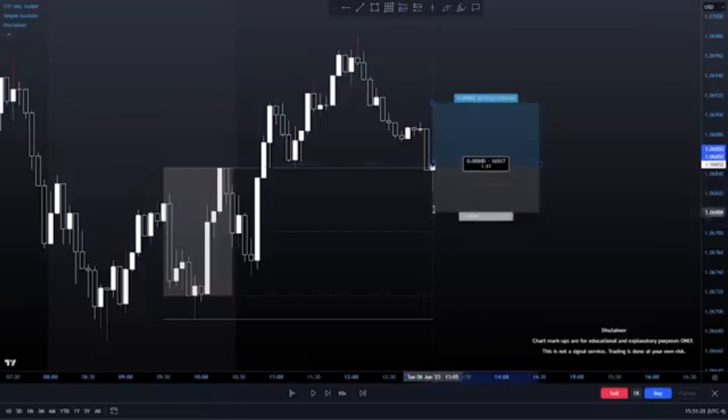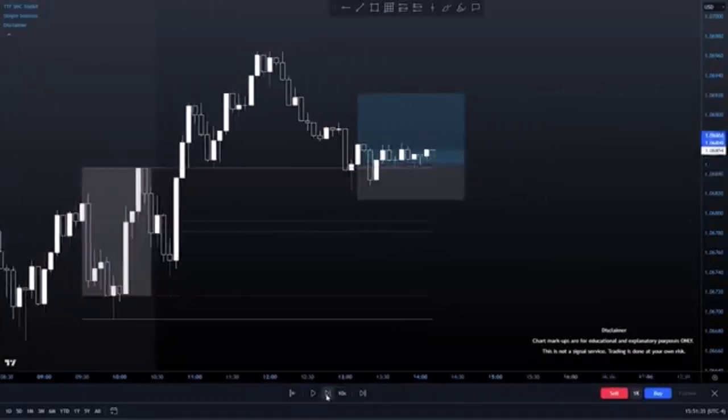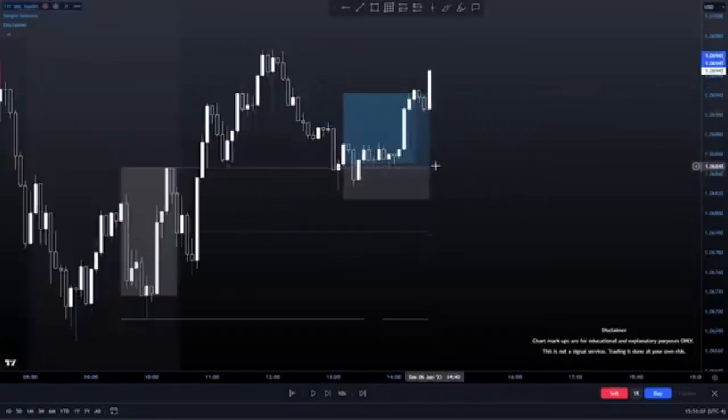At close of candle, we would cover the swing low, in this case being this candle itself, and let's just target a conservative 2R. As you can see, this trade goes on to be a winner.